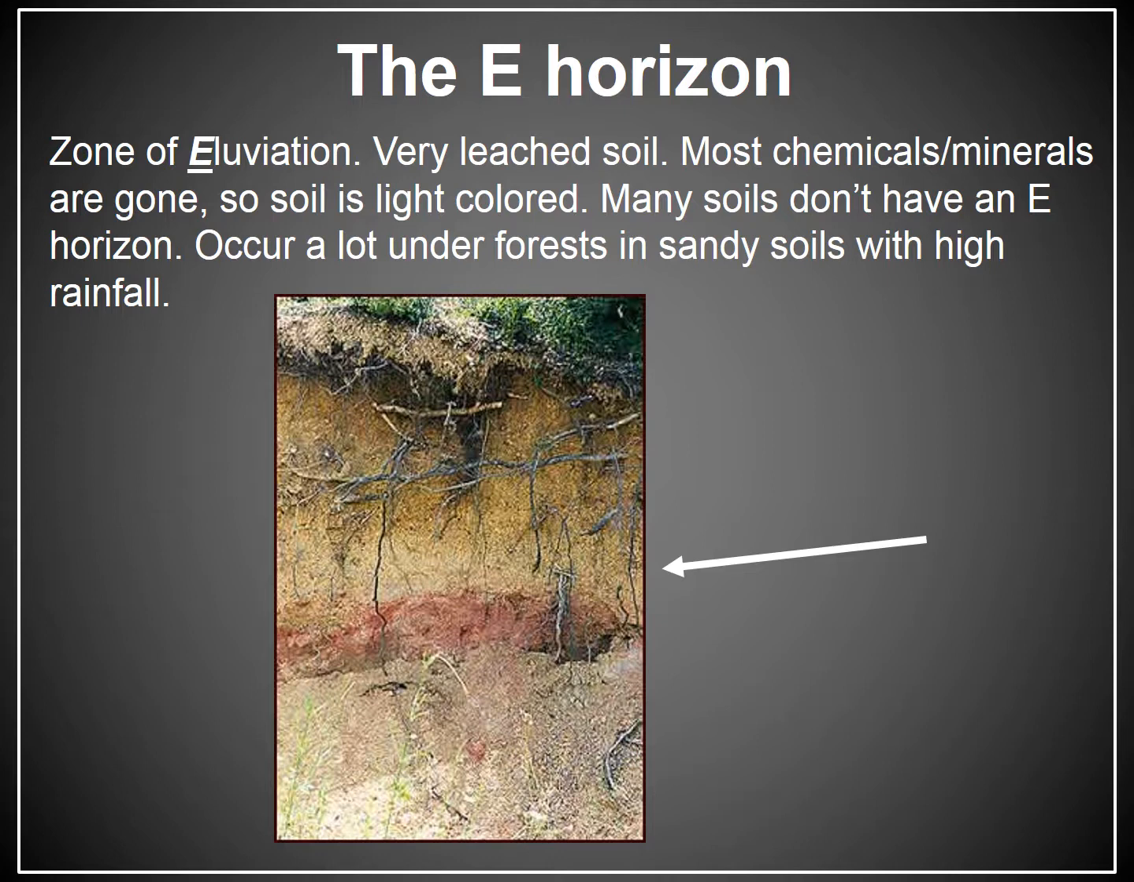The E horizon is really only present in soils that are subjected to significant leaching over an extended period of time. So think about soil in warm climates with consistent precipitation. Here, this layer is very light in color as nutrients have been leached out and no organic material is really present.